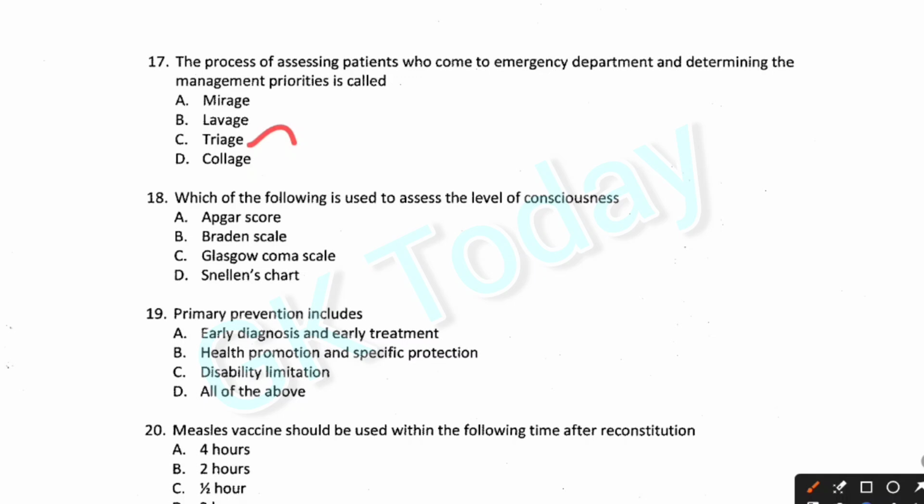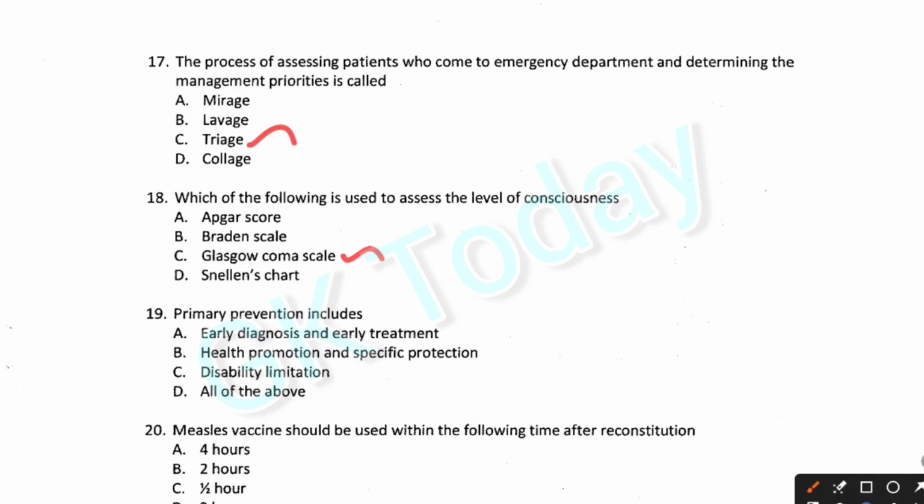Question number 18, which of the following is used to assess the level of consciousness? Correct answer is option C, Glasgow Coma Scale. Level of consciousness, Glasgow Coma Scale.